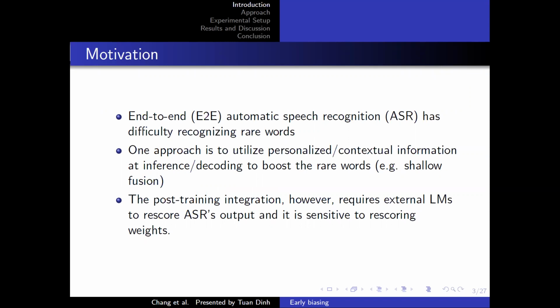One approach is to use personalized contextual information at inference time to boost the rare words, for example, shallow fusion. The approach happens at inference time, so it's post-training integration. It, however, requires external language models to rescore ASR outputs, and is sensitive to rescoring weights.